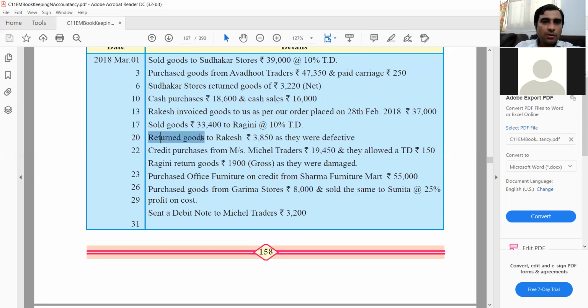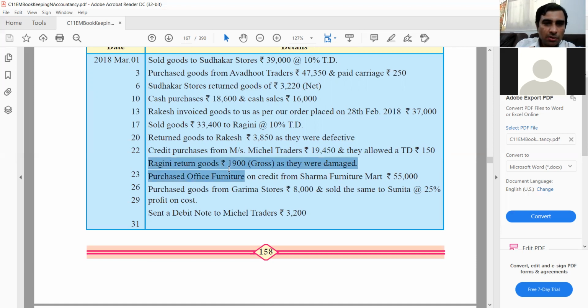Okay. Returned goods to Rakesh. So this is purchase returns, as they were defective. So purchase return 385. So let's just see the amount. I hope they're not expecting... Yeah, there's no more trade discount to be calculated. Credit purchase from Michael Traders so and so, and they allowed a trade discount of rupees so and so. So this is purchase book, Michael Traders, 19,300 after adjusting the trade discount.